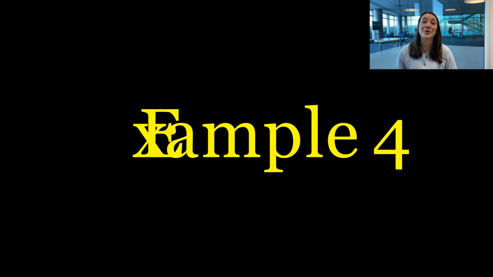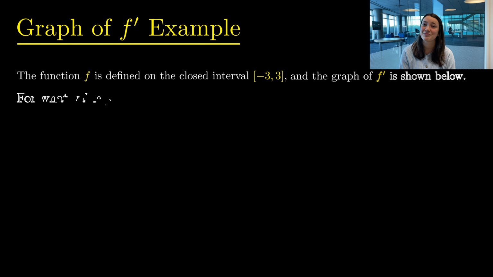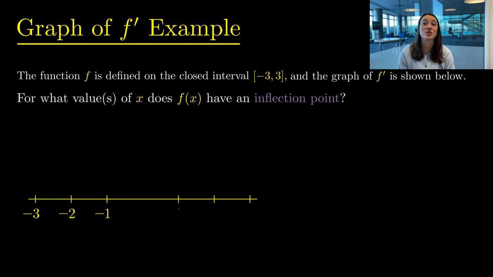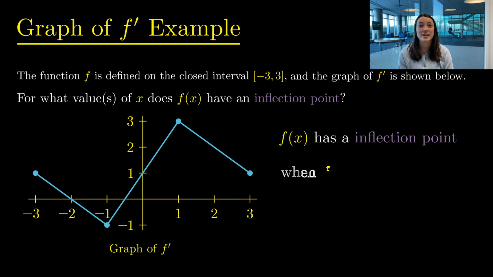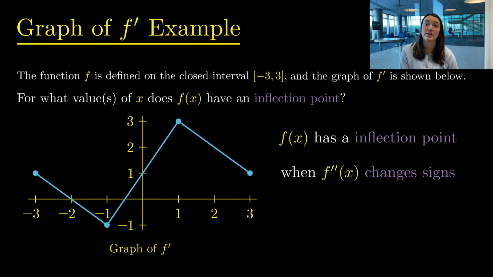The final member of the quartet of f prime graph questions is to find where f has an inflection point. Like with concavity, f has 2 rules for an inflection point. The first says that f has an inflection point when f double prime changes signs, but we use that rule when we can take derivatives, and it would be annoying to take a derivative of a graph.